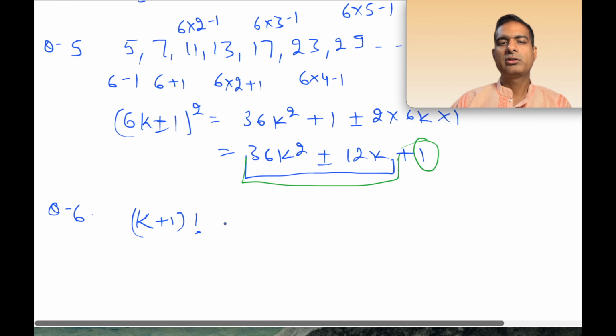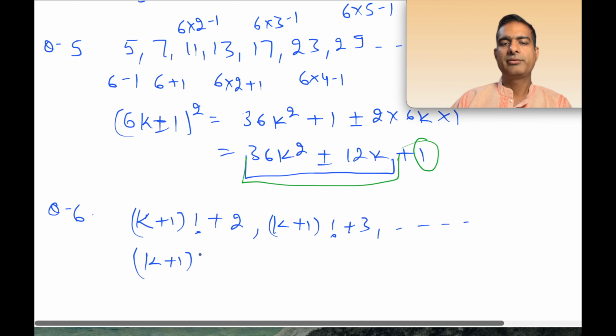And to find composite numbers, we can write plus 2. So 2 will be common in (k+1) factorial and this 2. So we will have a divisor of this number which is other than 1 and the number itself. Similarly, we can write (k+1) factorial plus 3. Again 3 will be common in this, and similarly we can go up to (k+1) factorial plus (k+1). So starting with 2 and ending with k+1, we will have k composite numbers because each number will have a divisor other than 1 and itself.